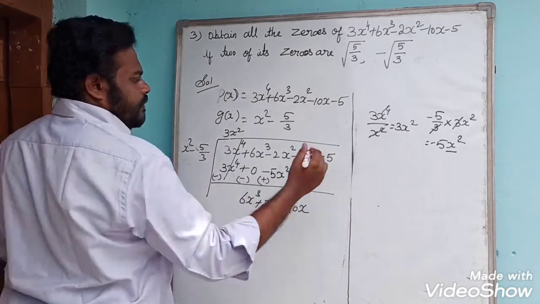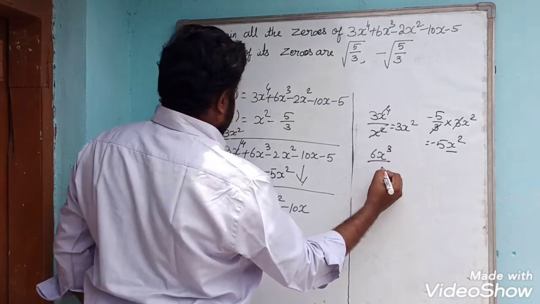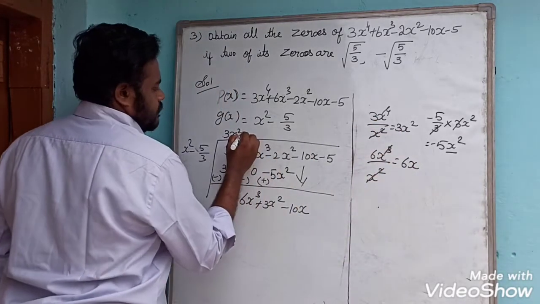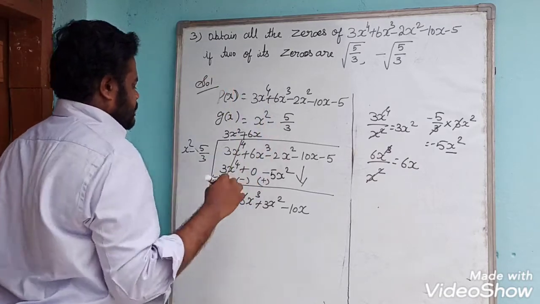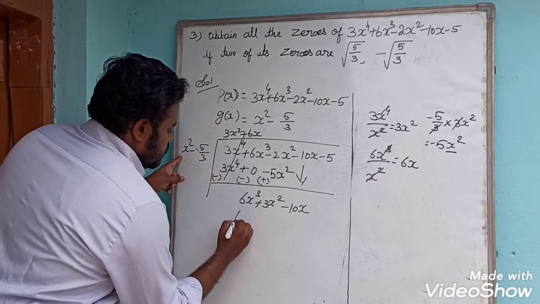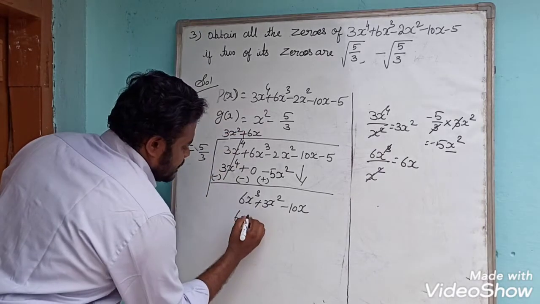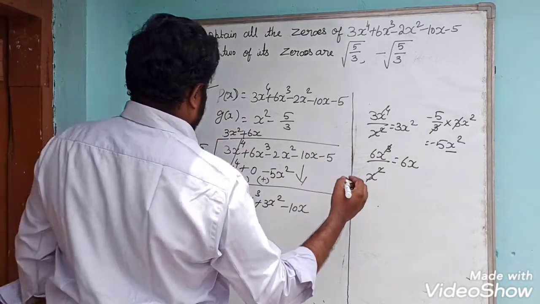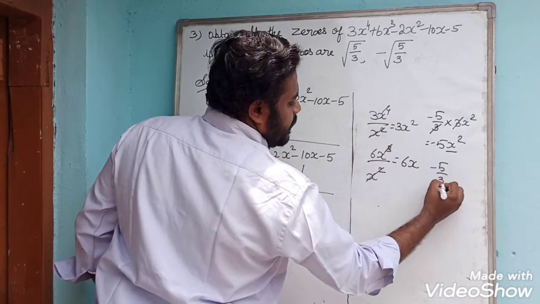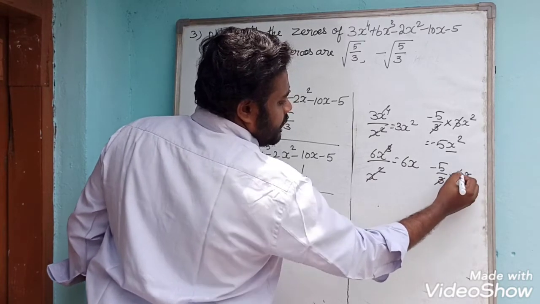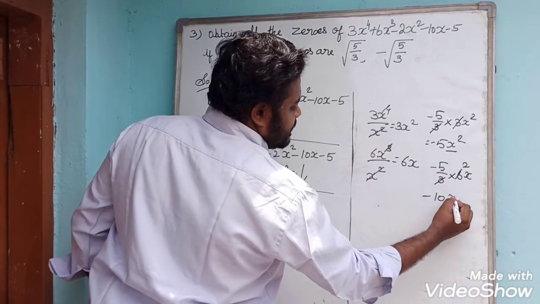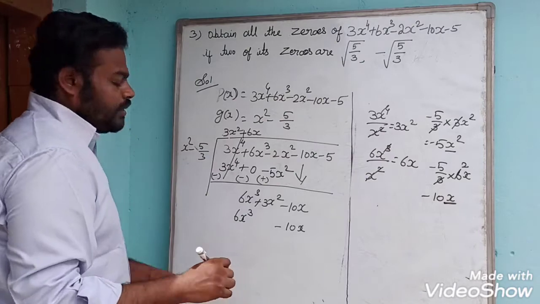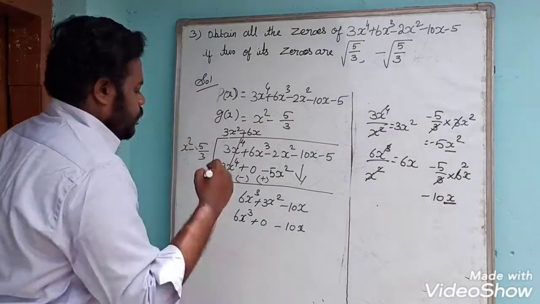So as usual, we compare the first term. 6x cube can be divisible by x square. We get 6x. So 6 into 1, 6, x square into x, x cube. So next we have to multiply minus 5 by 3 into 6x. 1 3 is 3, 2 3s are 6. So minus 10x. Here x term is there. So we compare minus 10x. There is no term for x square, so I will put 0.